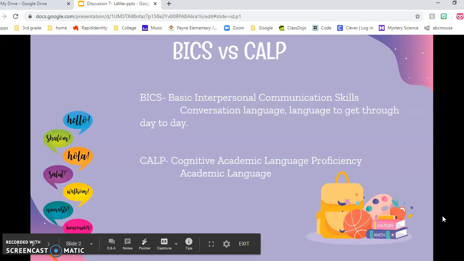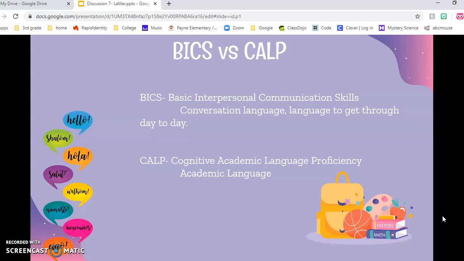The first thing I think we need to focus on is the difference between BICS versus CALP. BICS is our basic interpersonal communication skills. So this is our conversation language, or language we use to get through our day-to-day lives. So our students are using this when they're on the playground with their friends, they're using it when they're discussing things with their families, even personal things that are going on when they discuss it with us.